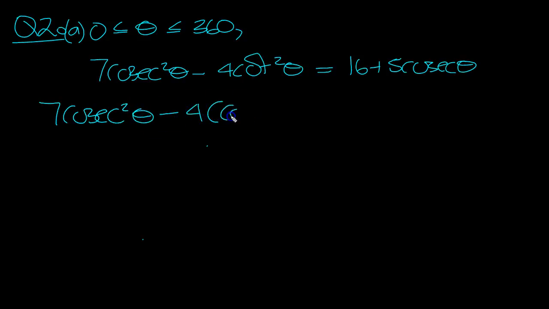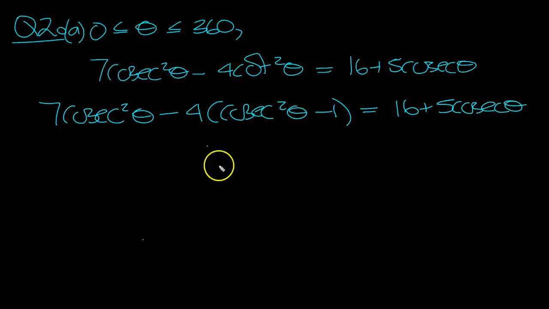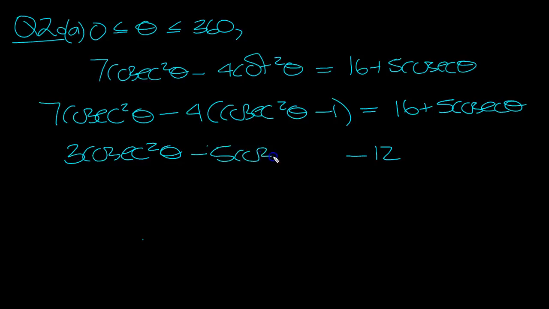Minus 4 cosec squared theta minus 1, wasn't it? Equals 16 plus 5 cosec theta. So we got 7 minus 4 is 3 cosec squared theta plus 4. When you expand the bracket, I'm going to move the 16 over to minus 16, it'll be minus 12. And I'm going to move this over as well, minus 5 cosec theta. I've done it all in one fell swoop. And that way I can just look at the quadratic straight away.